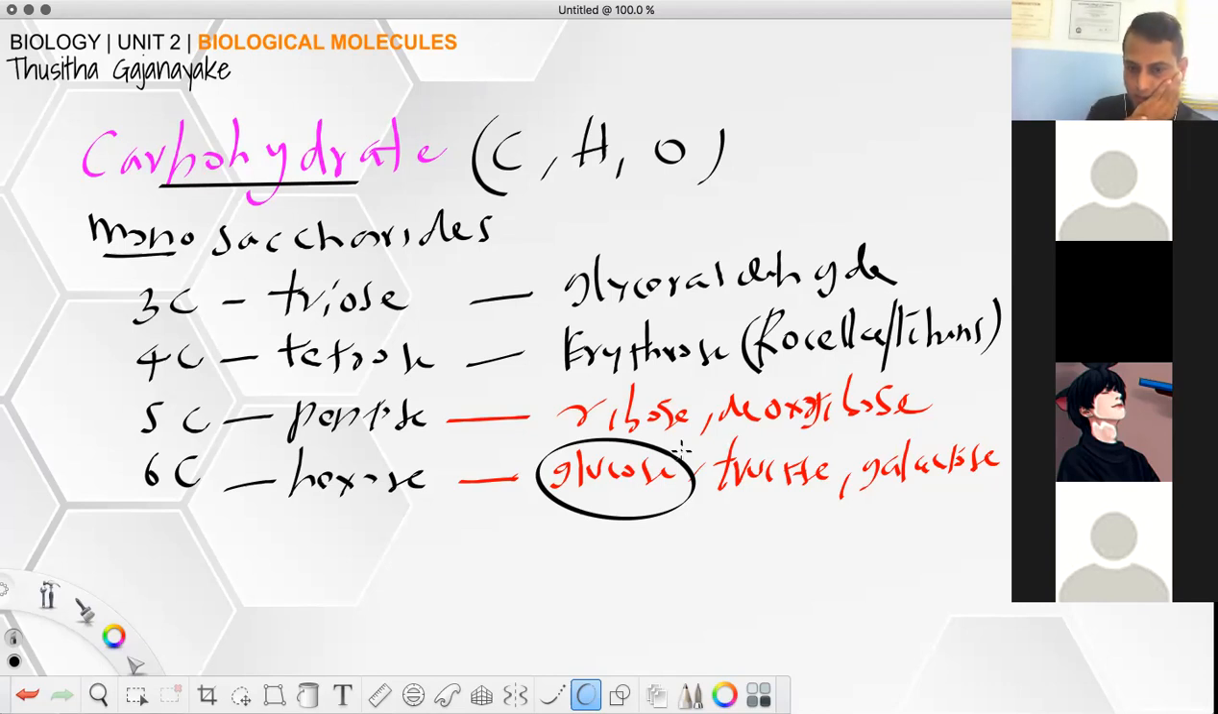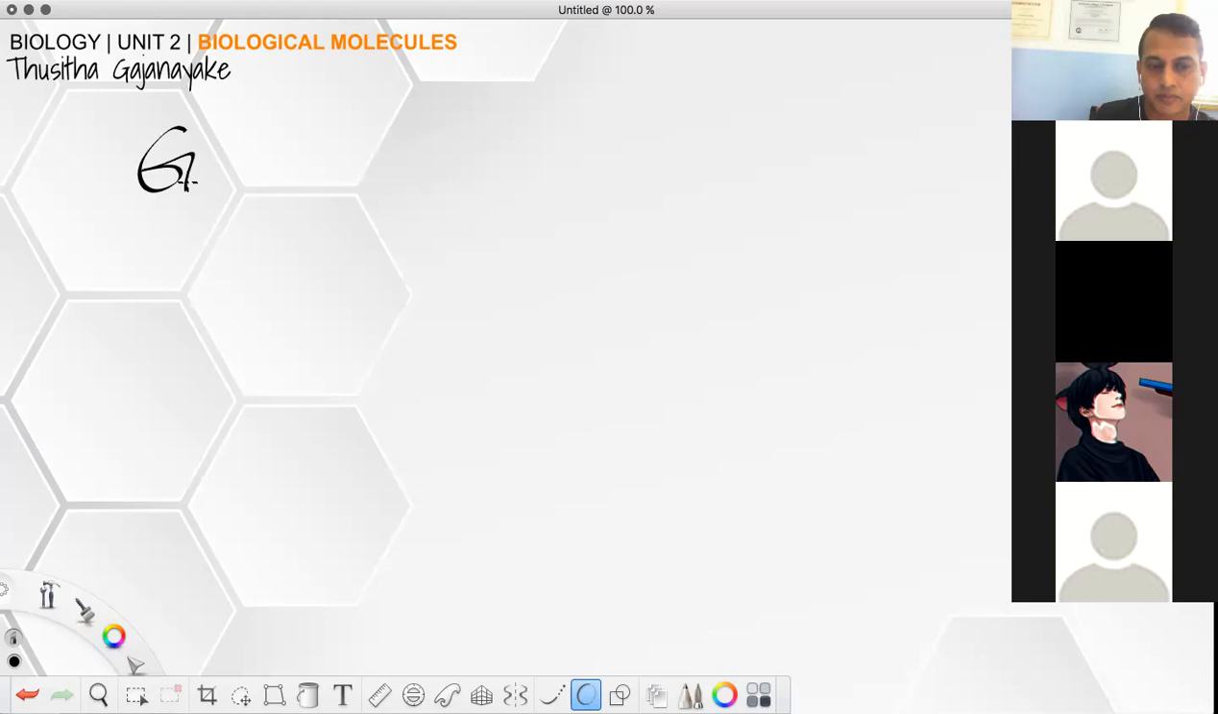Alright, so we're going to learn the glucose structure. Glucose is called a hexose, it has 6 carbons, right? Now when we look at glucose, it is a white powder and mostly exists naturally in aqueous solution, dissolved in the solution. When dissolved in aqueous solution, it makes two types of structures.